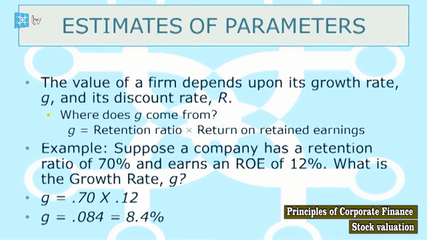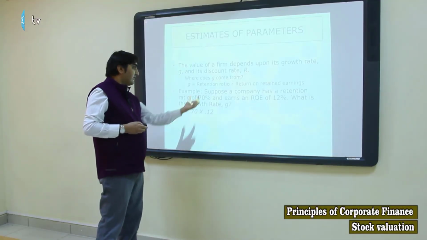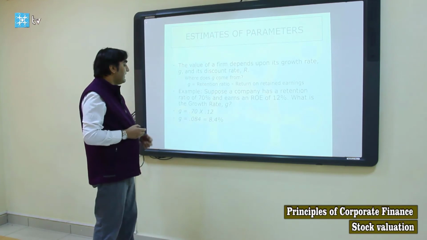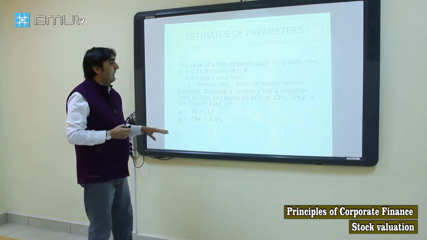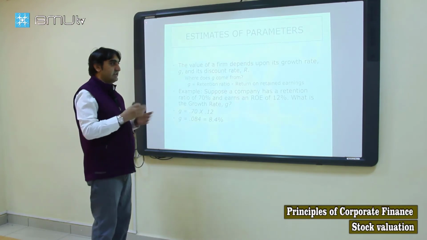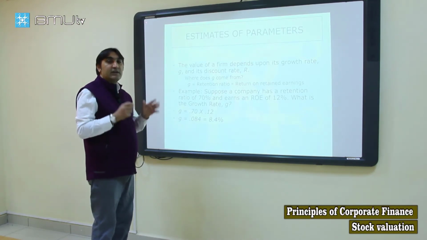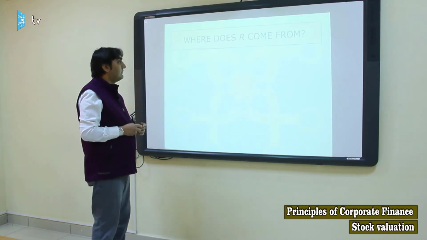One example, suppose a company has a retention ratio of 70%, so that company pays out only 30% of net income, and earns a return on equity of 12%. What's the growth rate? In this case, how much can we expect dividends to grow? That is very simply retention ratio times return on equity, that's 8.4%. If this condition continues, the company's dividends will grow at 8.4%.